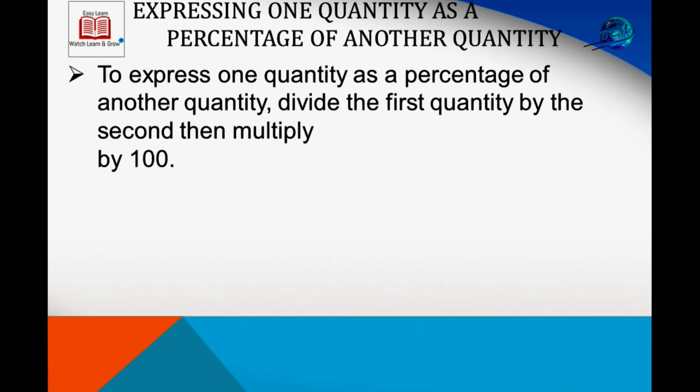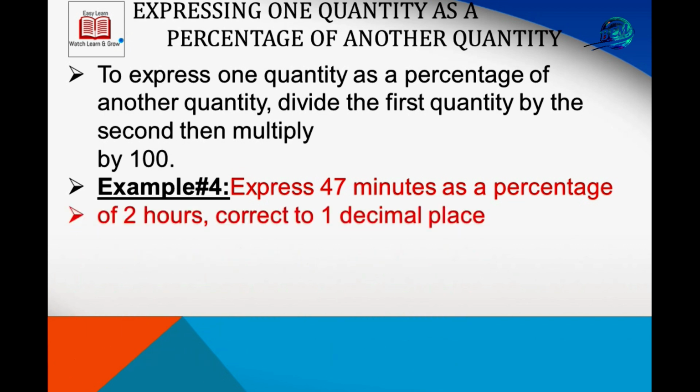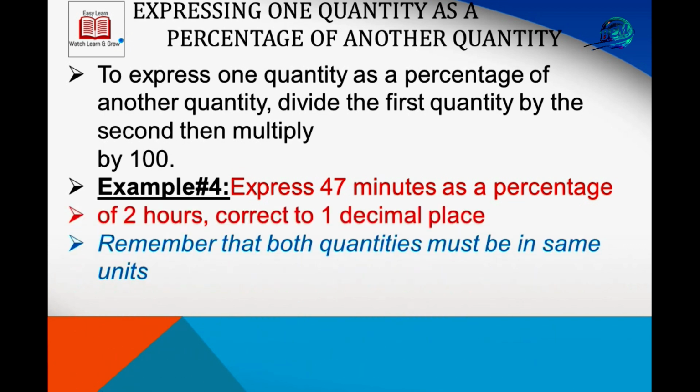To express one quantity as a percentage of another quantity, let's talk about another case. This is a very important case and a very interesting example. Many times it will come in exams. This is a little bit tricky. Express 47 minutes as a percentage of 2 hours, correct up to 1 decimal place.